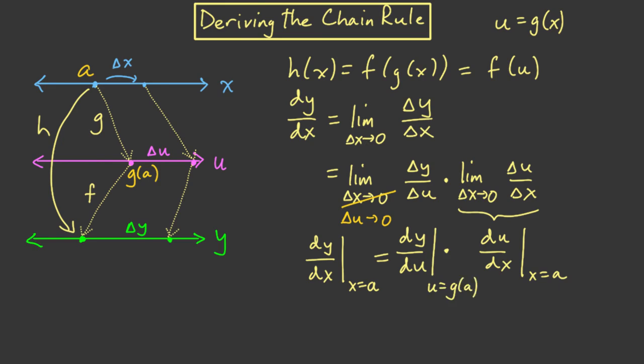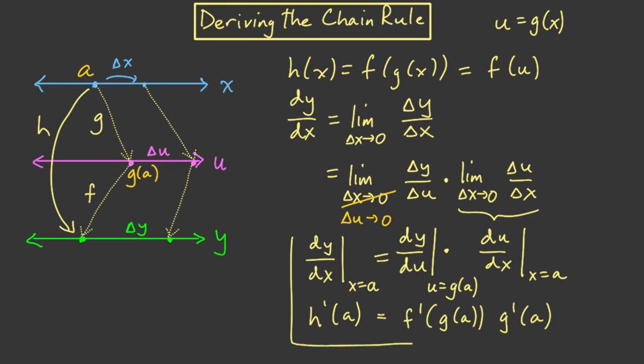If you want to use prime notation, dy dx is h prime, and that's at a. dy du is f prime, that's being taken at g of a. And finally, du dx, that's g prime at a. So this is our chain rule. It's fabulous. We're going to do plenty of examples, so stay tuned.